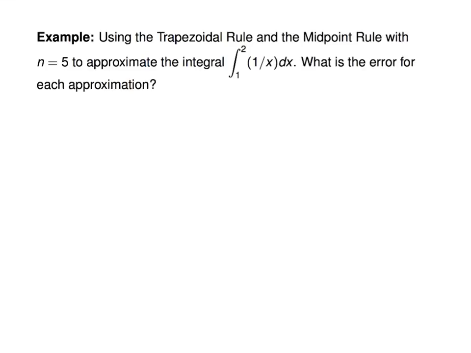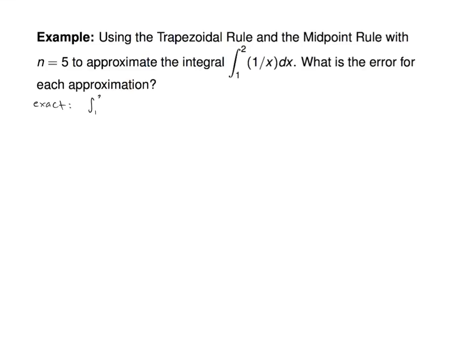So we're going to use the trapezoid rule and the midpoint rule with n equals 5 to approximate this integral. And I purposefully chose one that we could actually evaluate exactly so we could compare the two methods and see which one is more accurate. Does that make sense? Okay. So how about, since we're going to compute the errors, let's start by getting the exact.